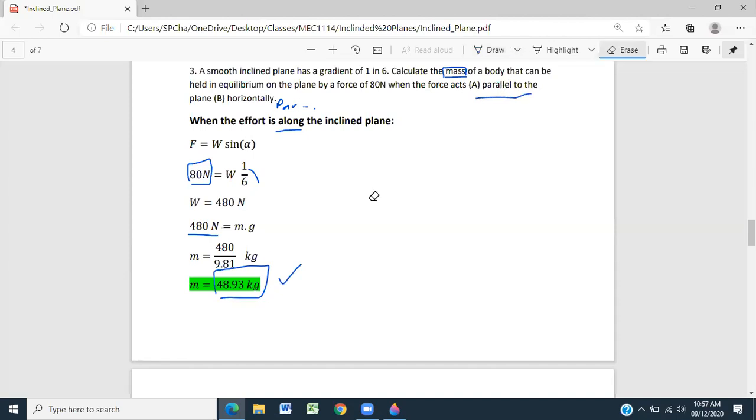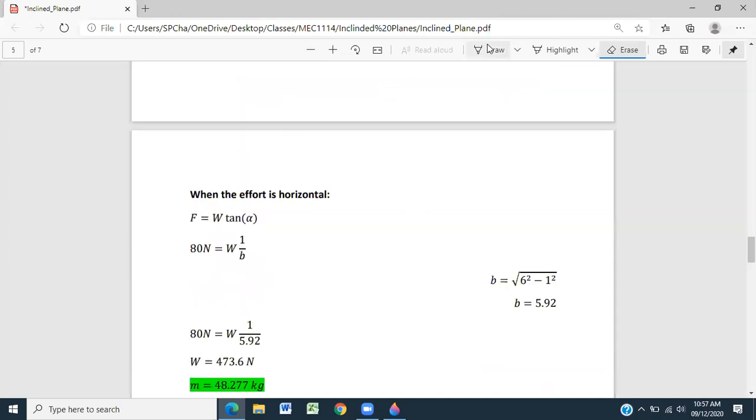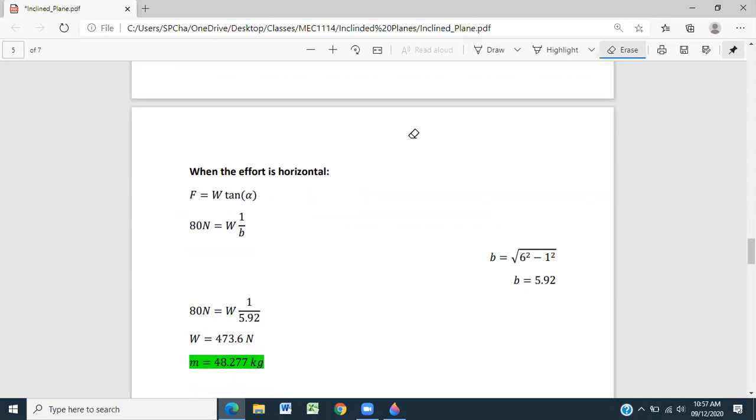Now for part B, horizontally, we solved the horizontal formula already. W tan alpha, again, replace tan alpha with height over base, 1 upon the base. We input the force we were given, and we want to know how much weight, or in turn, how much mass we can hold. How heavy an object can we hold? So using Pythagoras Theorem, solving for the length of the base, or B, right?